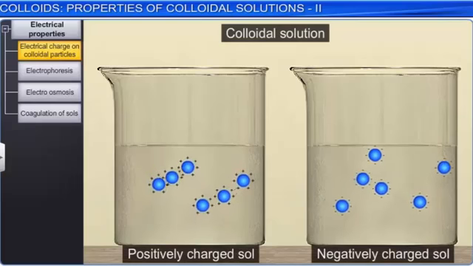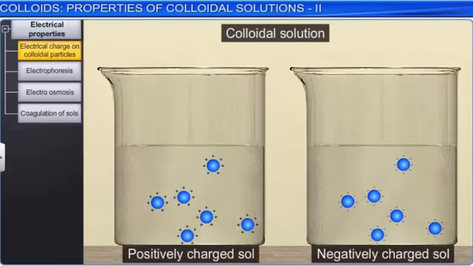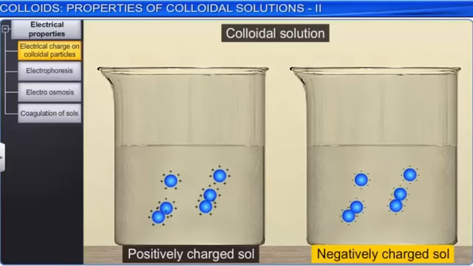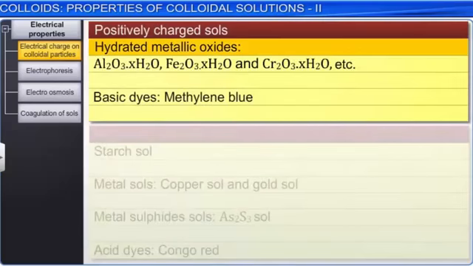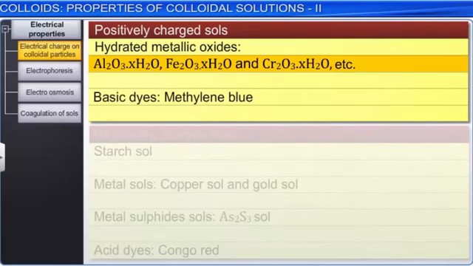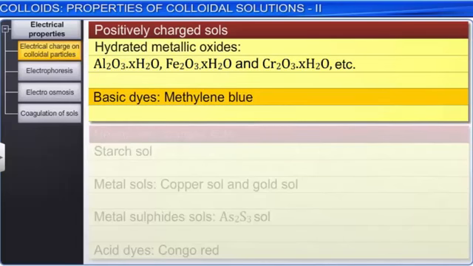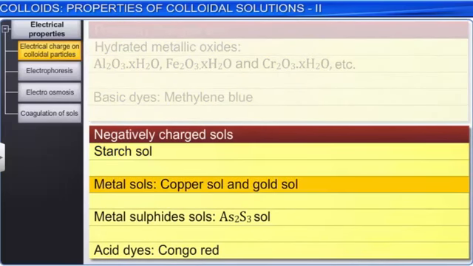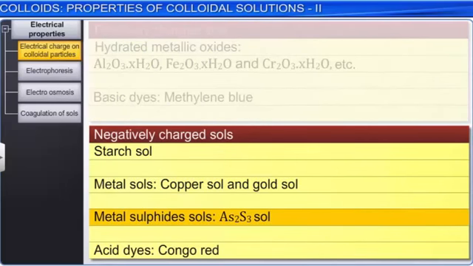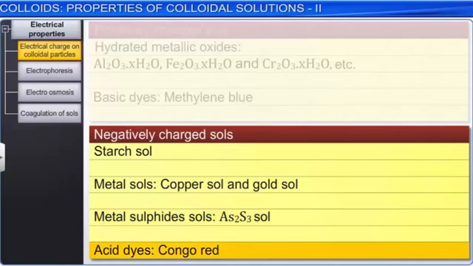Based on the nature of the charge on the colloidal particles, colloidal solutions are classified as positively charged or negatively charged sols. Hydrated metallic oxides like Al2O3.xH2O, Fe2O3.xH2O, and Cr2O3.xH2O, and basic dyes like methylene blue form positively charged sols. Starch sol, metal sols like copper sol and gold sol, metal sulfide sols like arsenious sulfide sol, and acid dyes like Congo red are examples of negatively charged sols.